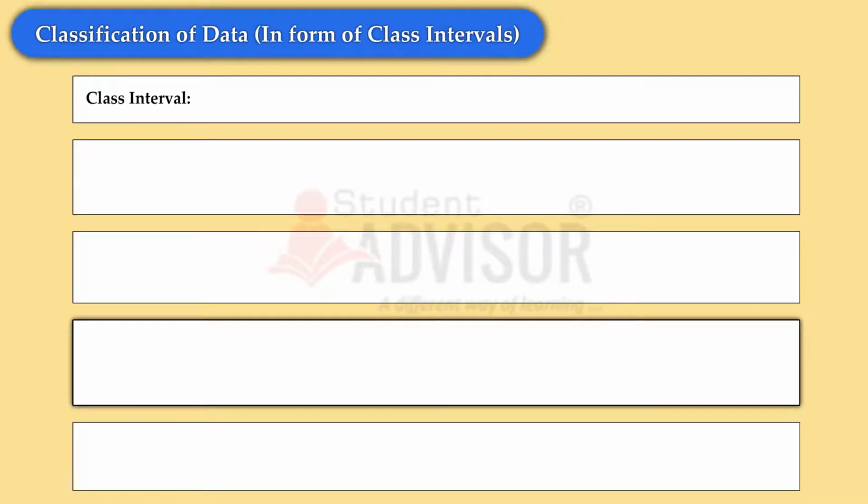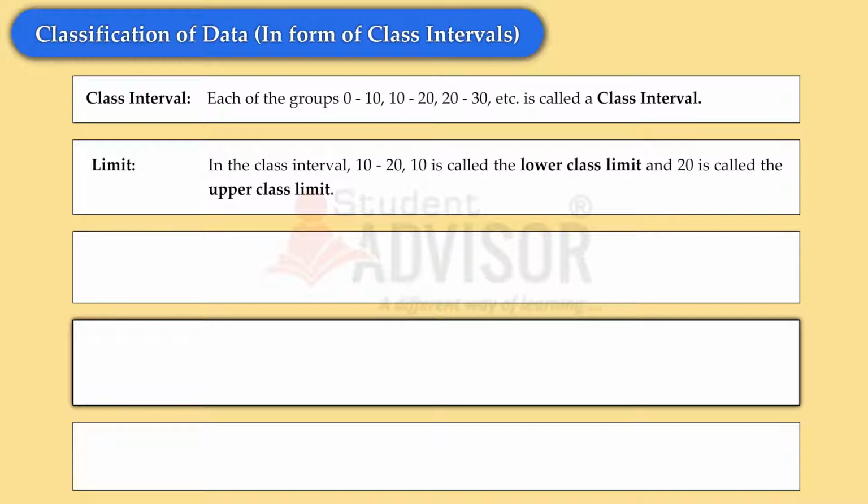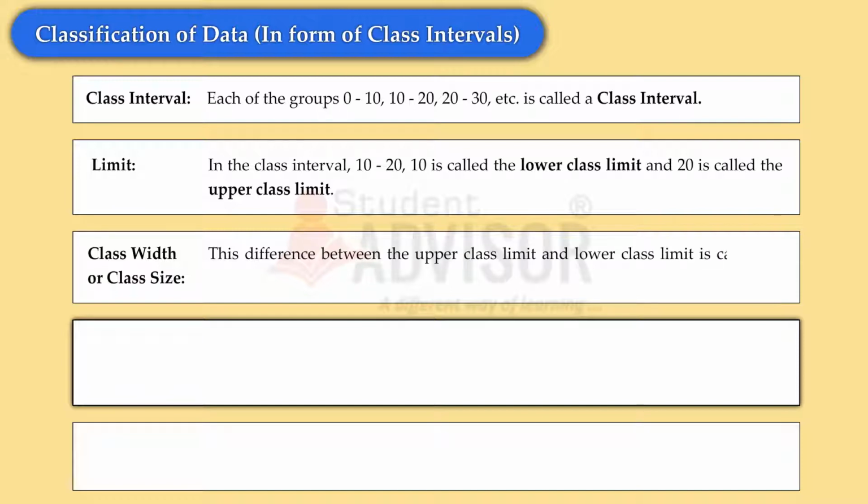Class interval. Each of the groups 0 to 10, 10 to 20, 20 to 30, etc., is called a class interval. Limit. In the class interval 10 to 20, 10 is called the lower class limit and 20 is called the upper class limit. Class width or class size. The difference between the upper class limit and lower class limit is called the width or size of the class interval.